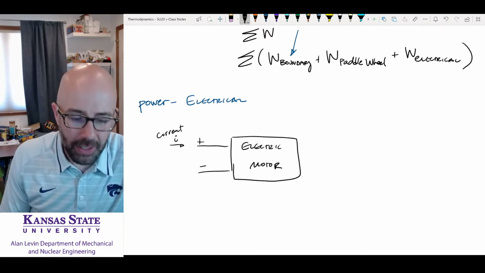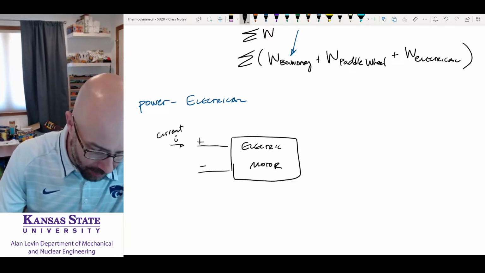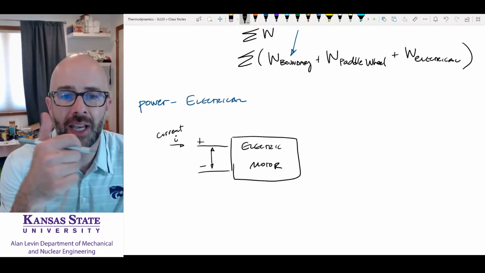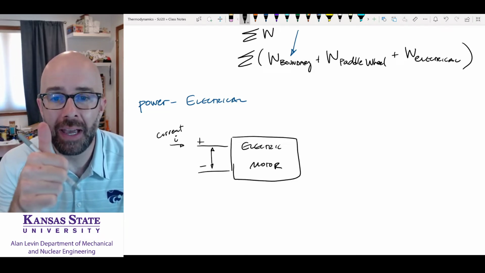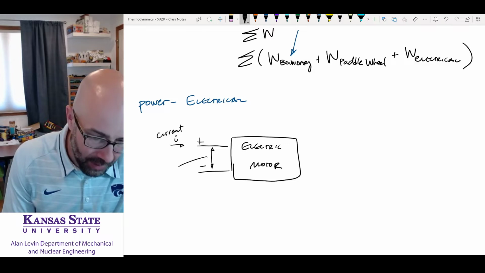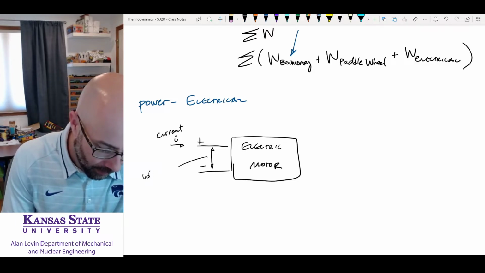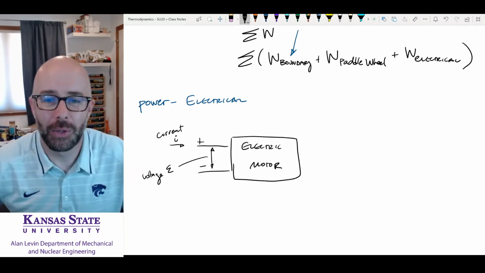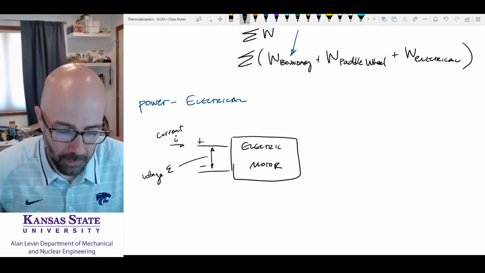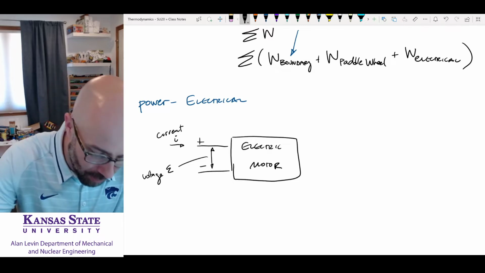Now we're going to have a voltage between these two lines, and I've dealt with V already as being velocity and volume. So instead of that, I'm going to use voltage as being E for electromotive force. That's what I'm going to deal with. So electrical motor, and let's make our electrical motor our system.